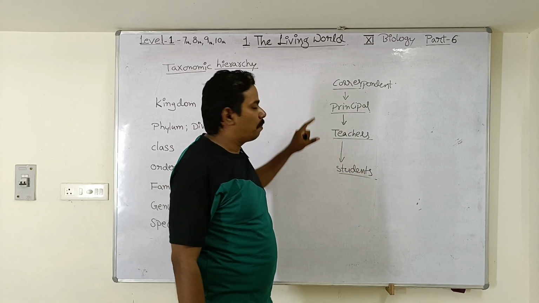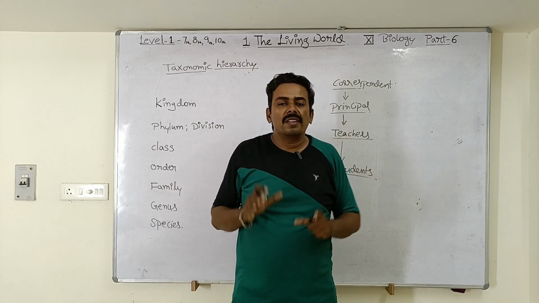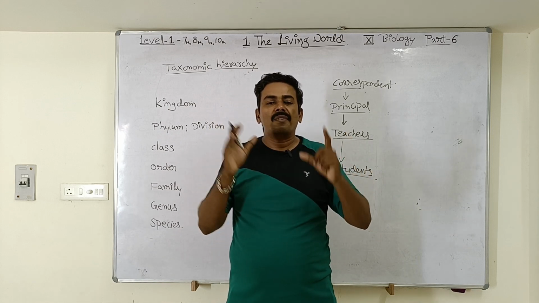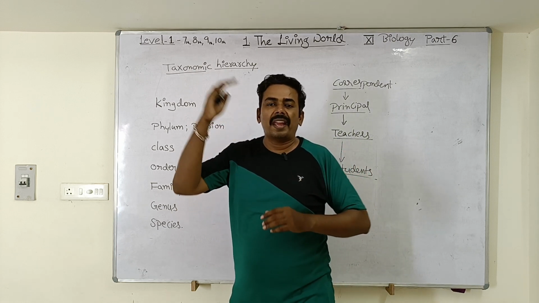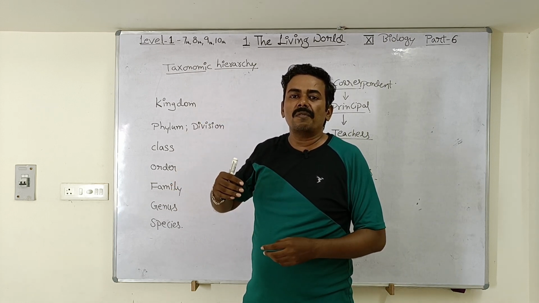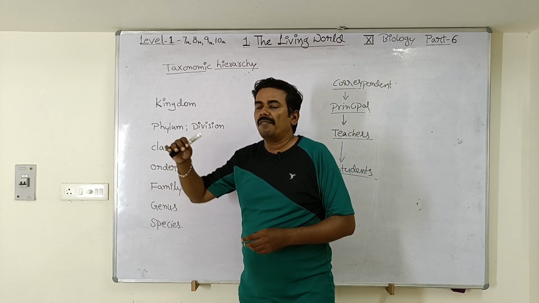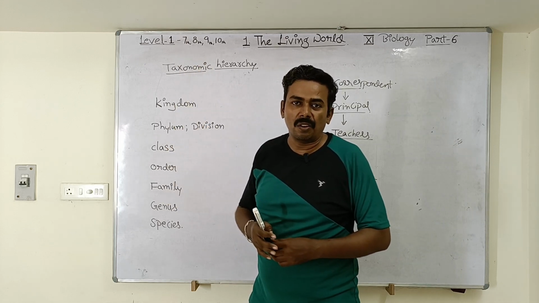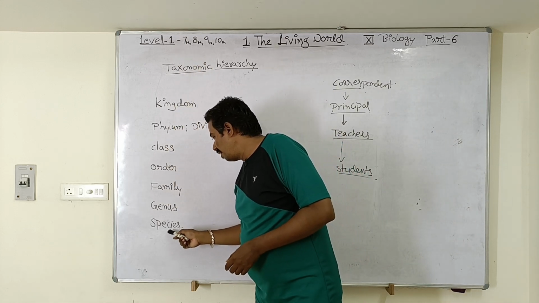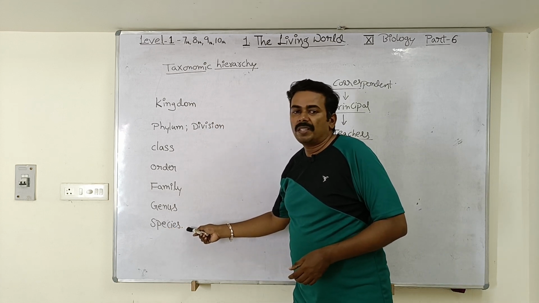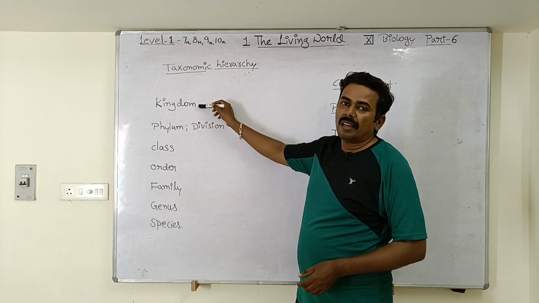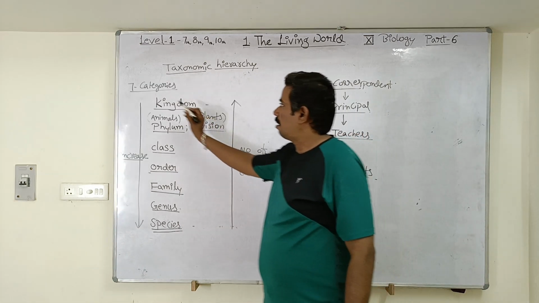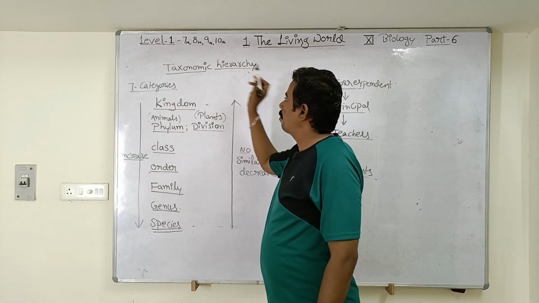The same thing we can apply for classification of living organisms. While we classify living organisms, we can put them into different categories. First we will start with the lowest category and end with the highest category. The lowest category in the taxonomy is species. Species is the lowest taxon and the highest taxon is the kingdom. There are 7 categories in the taxonomic hierarchy.